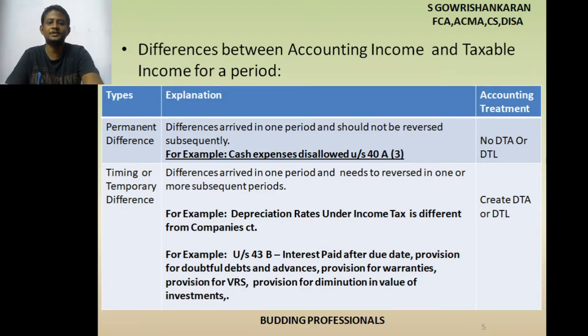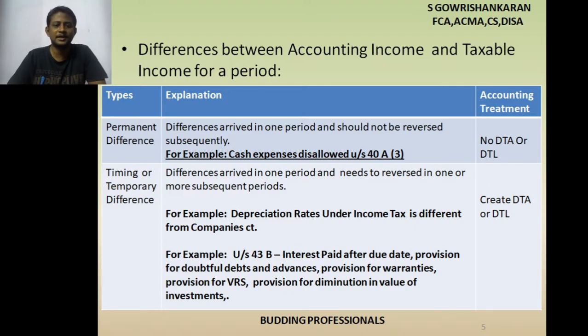Permanent difference means, say for example, there are some expenses which will be disallowed. Once it is disallowed, it will not be allowed again. You can't take the allowance again. That means permanent disallowance. For example, cash expenses under section 40A subsection 3. If I make cash expenses of more than 10,000 rupees, then that expense is disallowed.